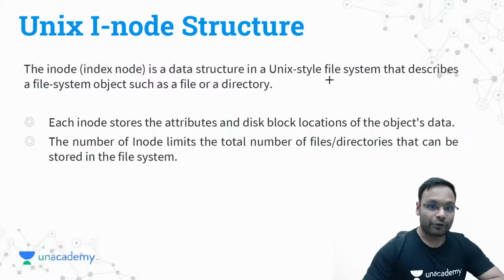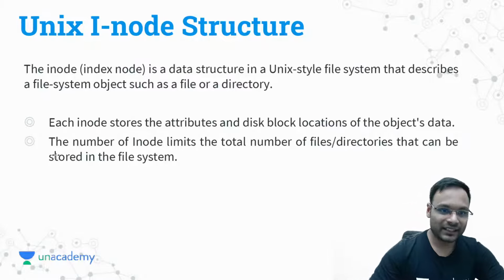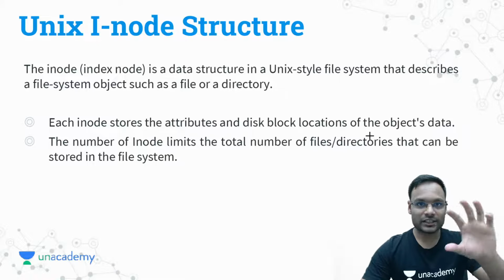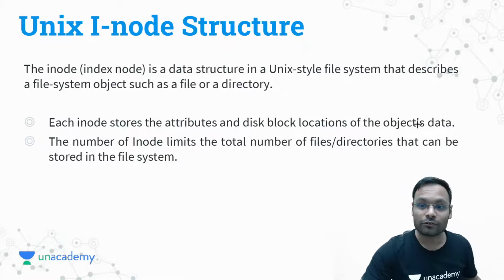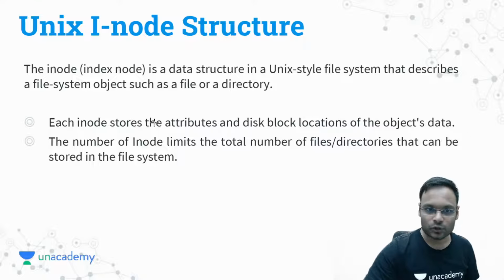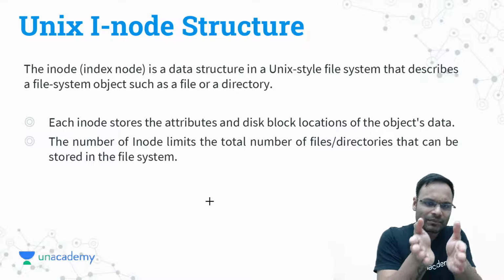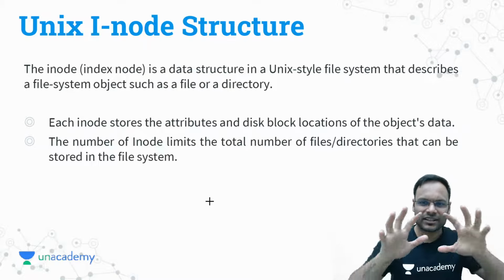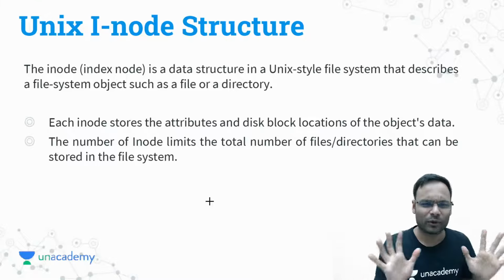Now, there is some information which you need to understand here. Each node stores the attributes and disk block location. Disk block location means indexing of the object's data. Object means the file's data. So what are the attributes? Attributes means some kind of information, like the number of the file or name of the file, etc. We don't have to remember all these.